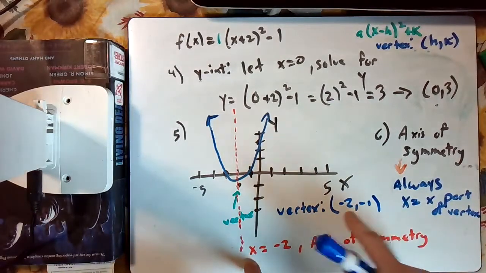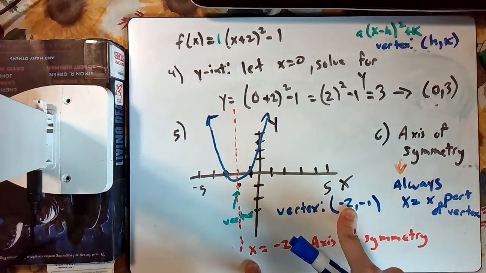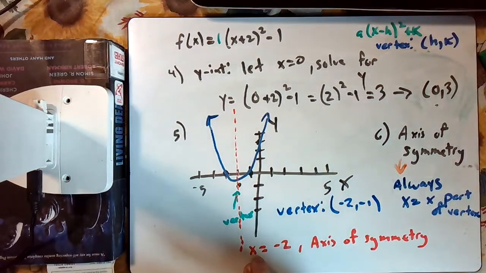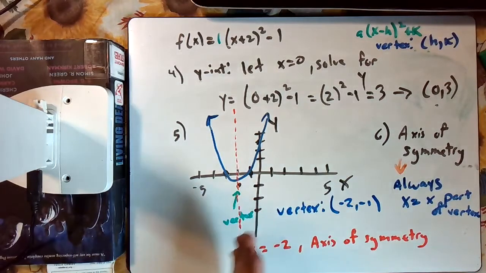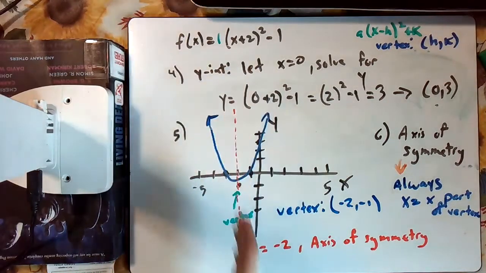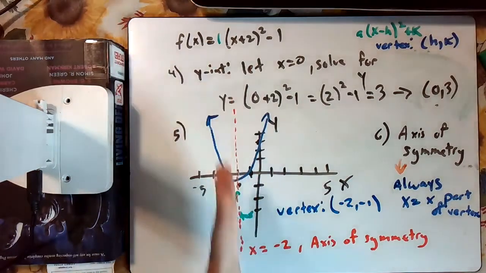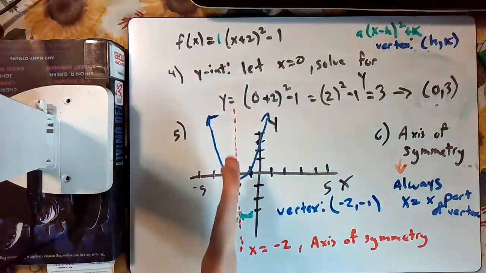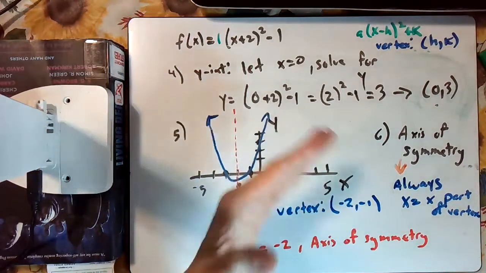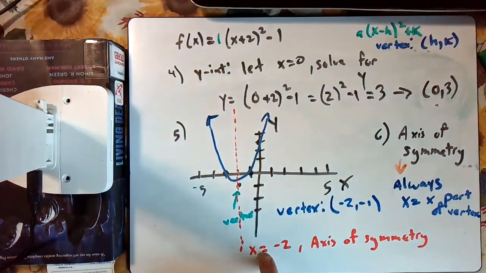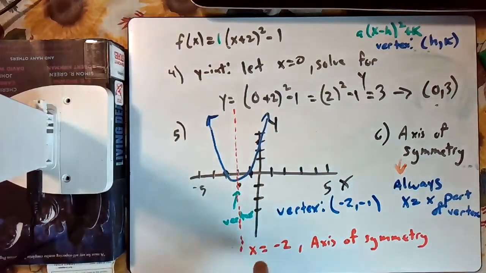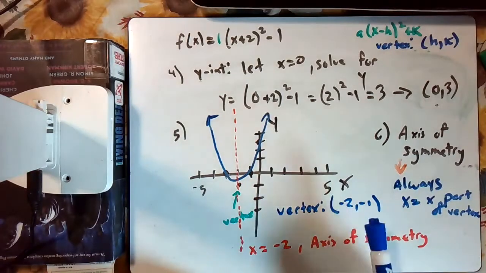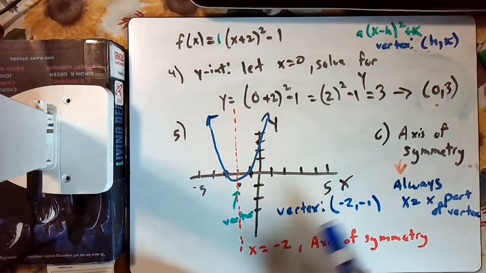It's just x equals whatever the x component is of your vertex. Really important, you have to put x equals. You can't just say -2 is the axis of symmetry, because we need this line right here. What creates a line is an equation. If you have a vertical line, what's the only way you can create a vertical line on the rectangular coordinate system? Is by having x equals only. There's no y's because that's a horizontal line. We need a vertical. So you always have to put x equals and then whatever the x value is from your vertex. It's always going to be that. It's never going to change, okay?